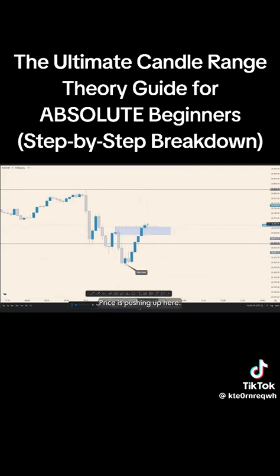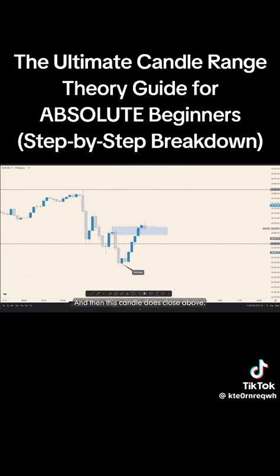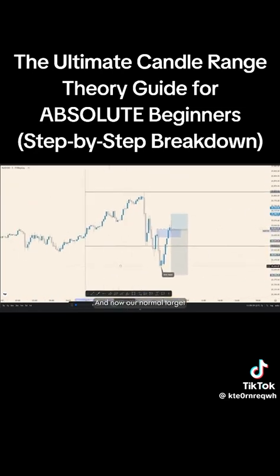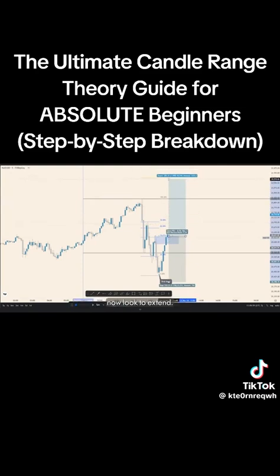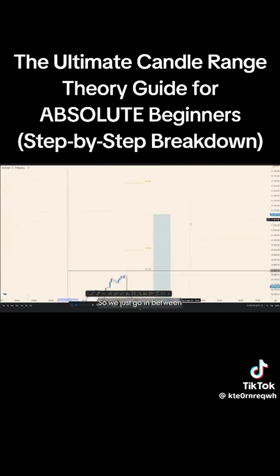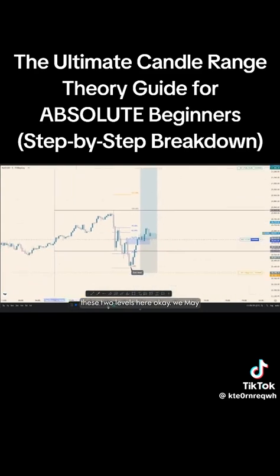Price is pushing off here, and then this candle does close above, so we can just enter right over there, stops below that low point. And now our normal target would either be our candle high point or even the equilibrium of this candle. However, it does not give us a positive RR, so what we'll be making use of is our Fibonacci deviations. Going from the most recent structural high to our most recent low point that created this sweep, we now have our deviations, which we can look to extend, and even further. So we'll just go in between these two levels here.